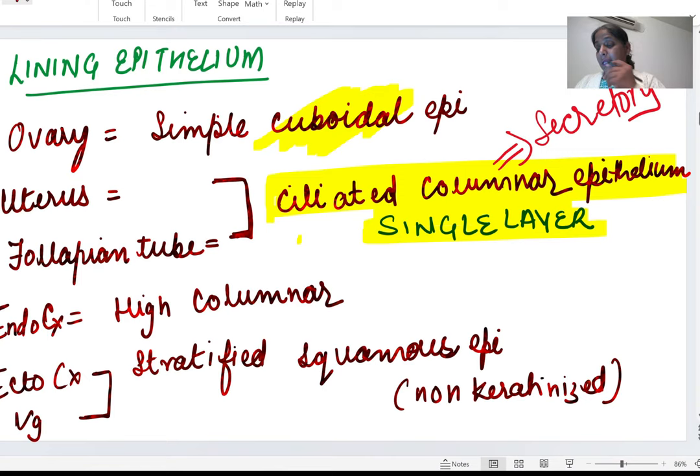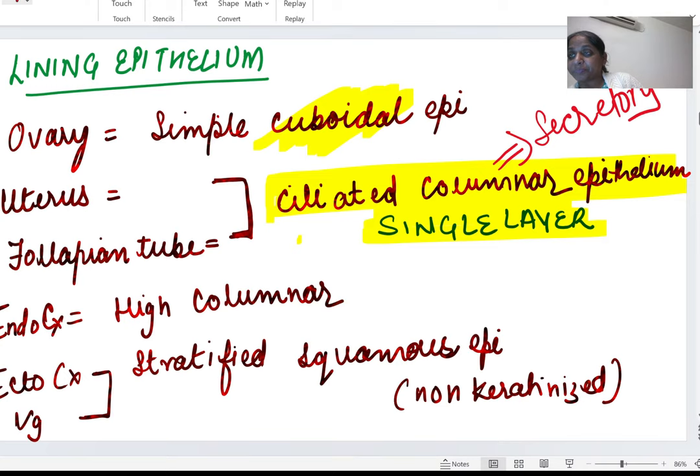In a NEET PG previous year question, they asked whether the uterine epithelium is single layer columnar or multi-layer columnar. We know it is columnar, but the answer is single layer columnar.